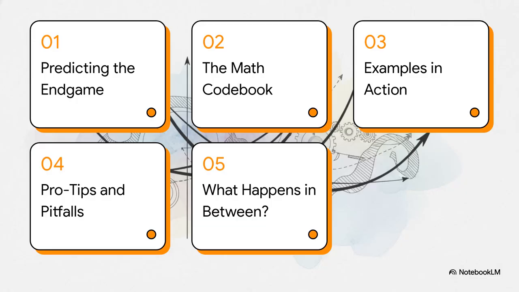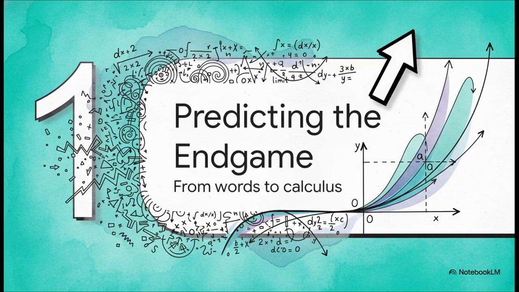All right, so here's the game plan. We're going to break it all down into 5 simple parts. First, we'll talk about what predicting the endgame really means. Then we'll unlock the math codebook that makes this whole thing work. After that, we'll run through some examples, cover some pro tips so you don't fall into common traps, and finally, we'll ask a new question about everything else that happens on the graph. Okay, let's dive into Section 1, predicting the endgame.